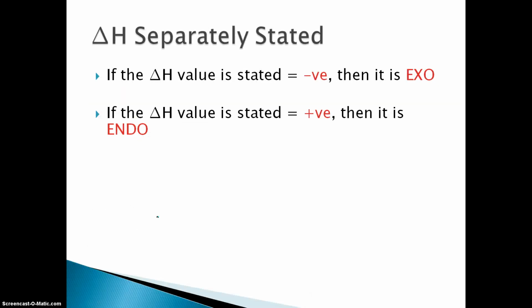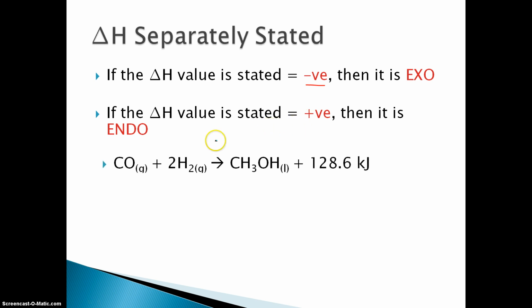As stated before, if you're going to put your delta H value separately outside of the reaction, be very mindful of the sign that you choose. If you state it as a negative, then we say it's exothermic, and if we say it as a positive, then we say it's endothermic. Okay? So one example right here, carbon monoxide plus hydrogen gas gives you methanol and 128.6 kilojoules of energy. This one would be exothermic, okay, because energy is a product, is being released with the methanol.